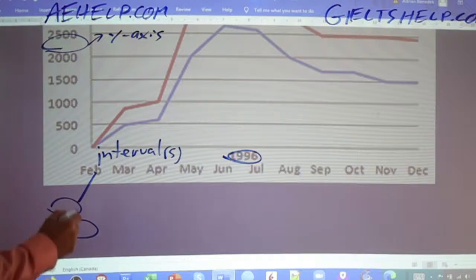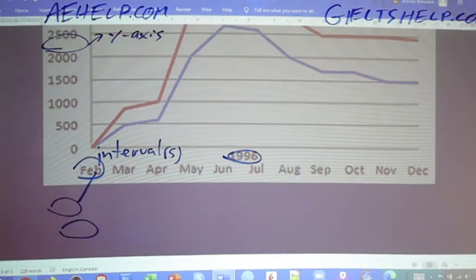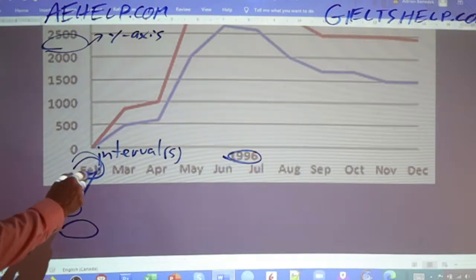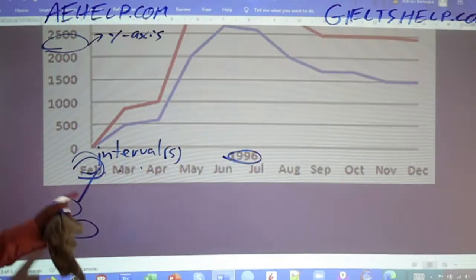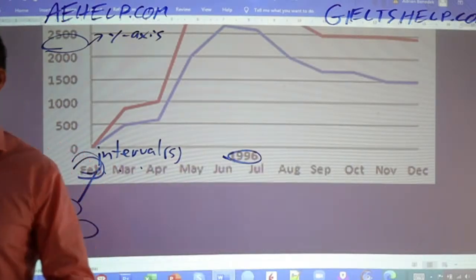Okay, so I'm paying attention to the title of my axes. I'm also paying attention to the data here. Okay, so this is my interval data on my x-axis. It's the months of the year.